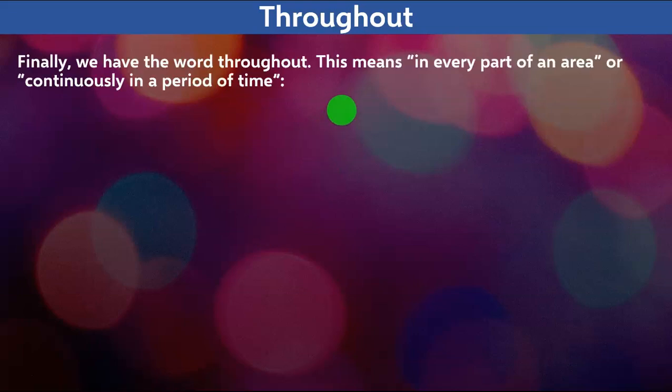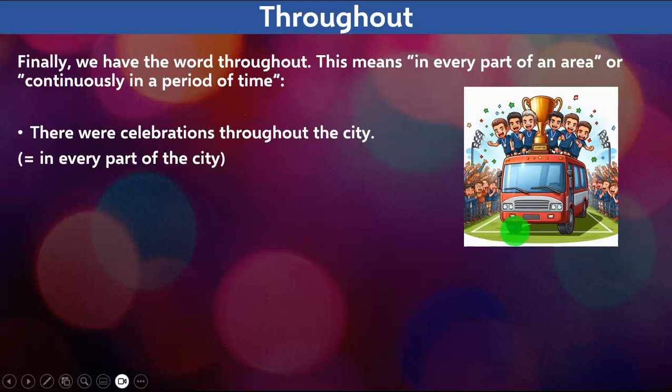Finally, we have the word throughout. This means in every part of an area or continuously in a period of time, right? Two meanings of the word throughout: in every part of an area or continuously in a period of time. Look at this photograph, friends. Reminds you of the India T20 win, right? There were celebrations throughout the city, which means that in every part of the city.